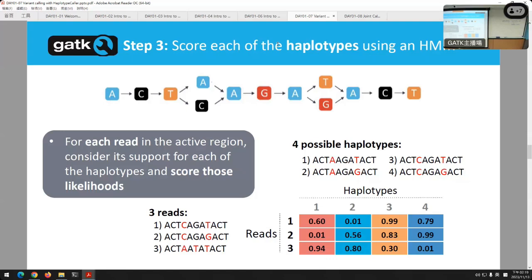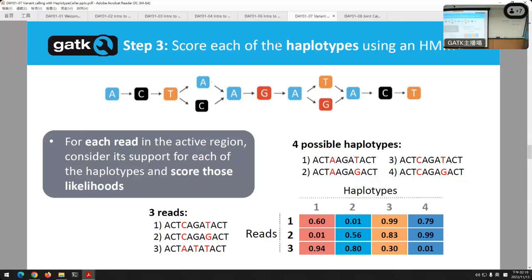Make sense? How is it possible if there's a C and a T in the read and an A and a T in the haplotype? Well, what if the C was a mistake? What if the C was one of our errors? That's how. So it is still possible that the first read came from the first haplotype. The likelihood, I made this number up, is 0.6. Not 60%, it's a likelihood.